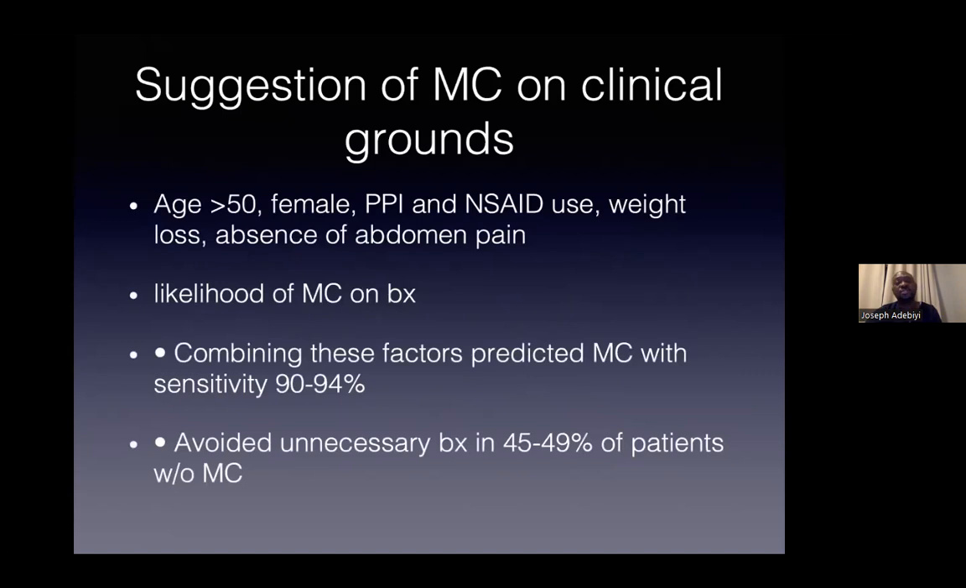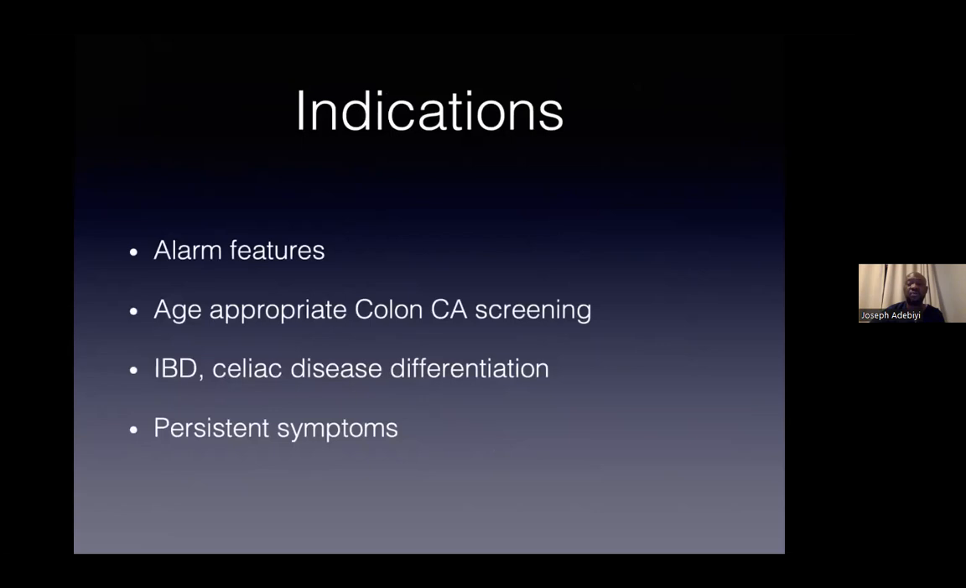So the next thing you want to do is to scope this patient. But why would you want to scope those patients? You first have to decide what the chances are that, if you scope this patient, you might find features of microscopic colitis. If your patient is above 50 years old, is female, has a history of use of PPIs or NSAIDs, has been losing weight, and there's maybe absence of abdominal pain, and has typical watery diarrhea, then you may be thinking, are we dealing with microscopic colitis here? If you combine all these factors together, there is actually a 90 to 94% chance that you might be dealing with microscopic colitis. Using these tools may help avoid unnecessary colonoscopy for patients.